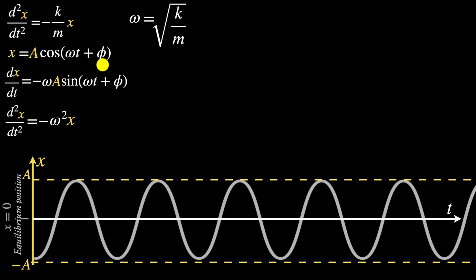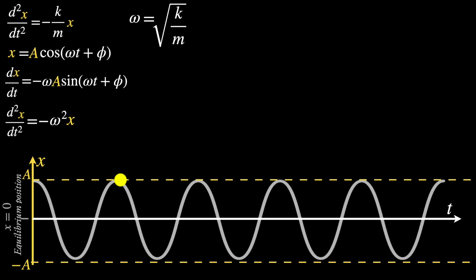Well, let's say our initial condition is such that phi equals 0. Okay, that just simplifies the whole thing. Then x will be A cos omega t. And so this graph will be shifted to get a cos function, right? And we know this is the period, the time it takes to finish one full cycle.